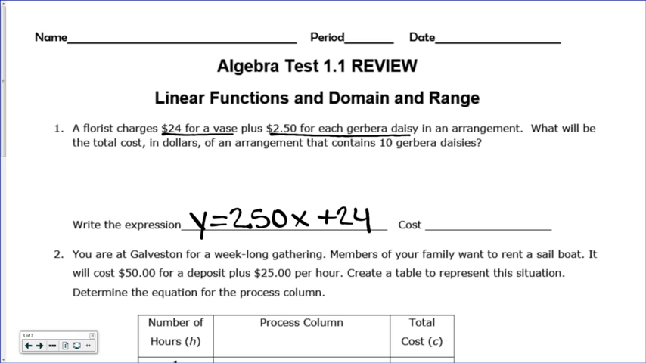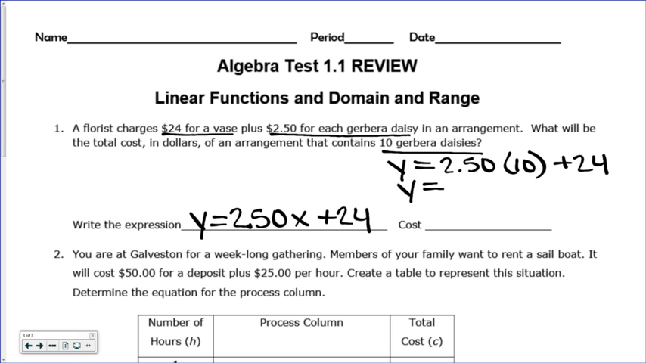So now that we have our equation, it wants to know what it would cost for an arrangement with 10 Gerber daisies. Gerber daisies is your input value or the independent variable. So we're going to plug that in. We have y equals $2.50, and we're going to buy 10 of those plus the $24 vase. $2.50 times 10 is 25 plus the $24 vase. So the total cost should be $49.